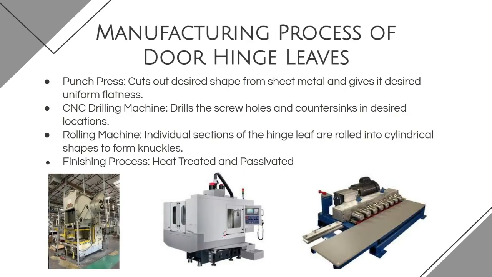Process of door hinge leaves. The process starts with metal sheets, in our case 12 gauge 3/16 stainless steel sheets. They are fed into a punch press where they are cut into desired shape and uniform flatness. They are then taken to a CNC drilling machine where the screw holes with countersinks are drilled into the desired location. A drilling machine is then used to roll the individual sections of the hinge leaf into cylindrical shapes to form knuckles. The parts are then heat treated to improve its mechanical properties. Finally, it undergoes a chemical treatment to protect against corrosion and oxidation called passivation.